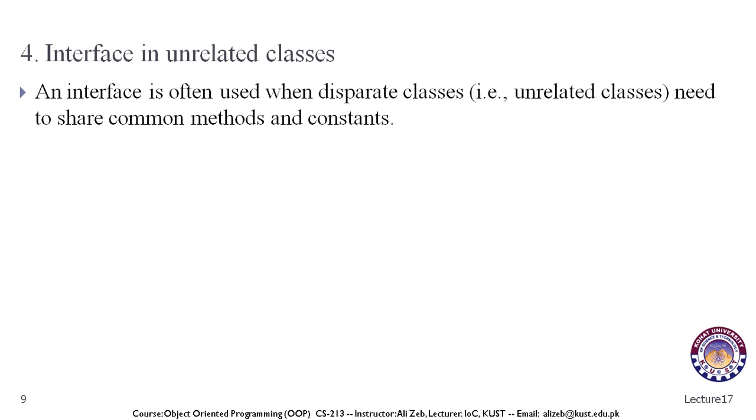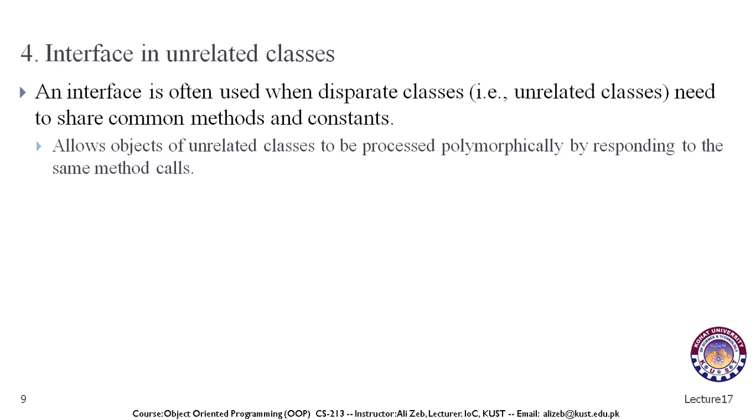Interfaces and unrelated classes. An interface is often used with disparate classes, or classes that are completely unrelated, and by this we mean classes that cannot be combined in an inheritance relationship. These classes have nothing in common except that they need some functionality that is required in both of these classes. So if these two unrelated classes need to share common methods and constants, an interface allows objects of unrelated classes to be processed polymorphically by responding to the same method calls.